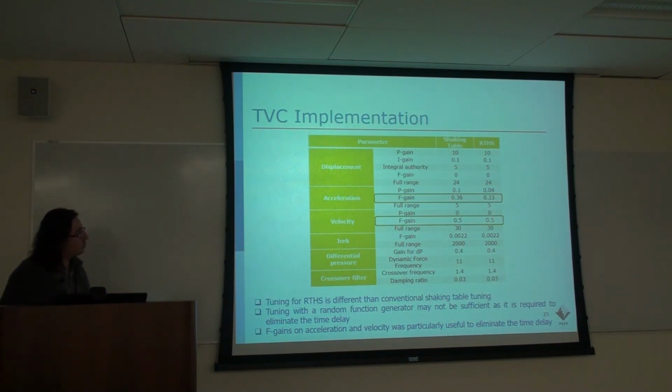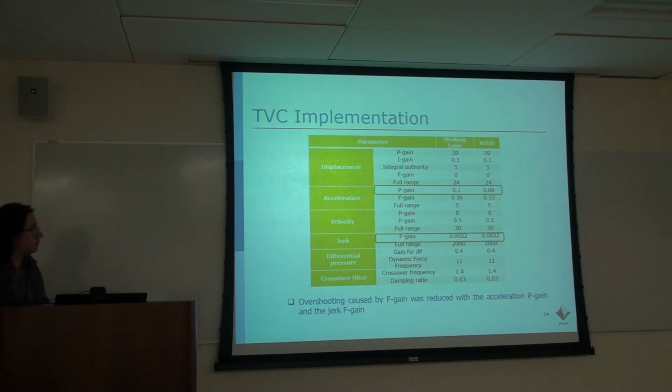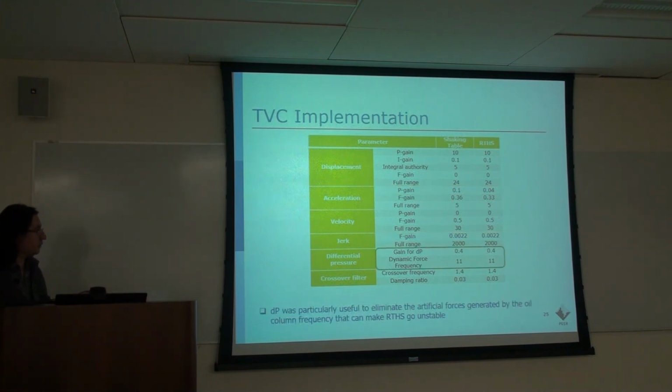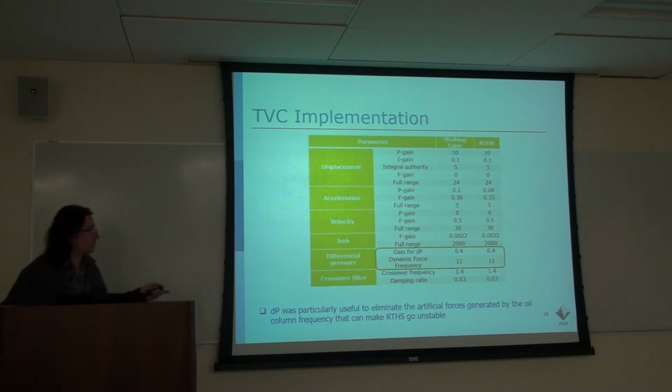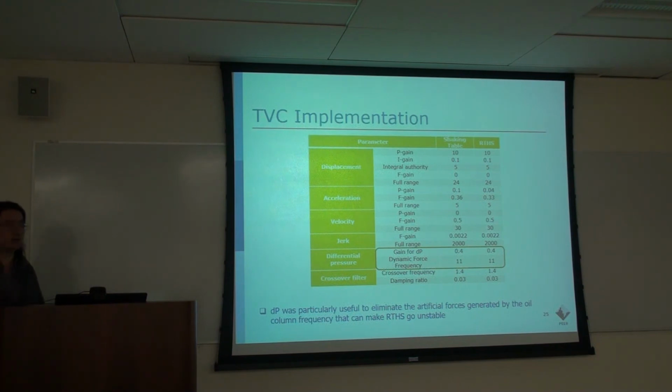And here also what I would like to mention is there was some overshoot due to these velocity and acceleration gains, and this was basically reduced by using some jerk gain, which is the third derivative of displacement. And also the delta P gain was particularly useful to eliminate the oil column frequency, which was actually kind of a headache in that table. But the delta P was pretty useful to eliminate that problem.